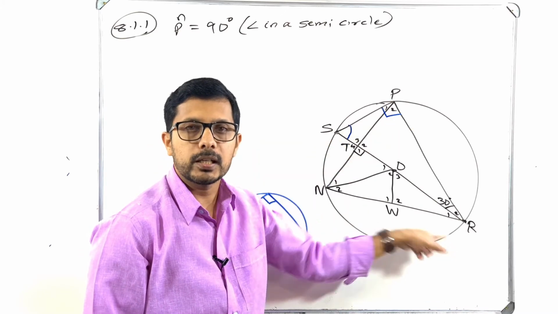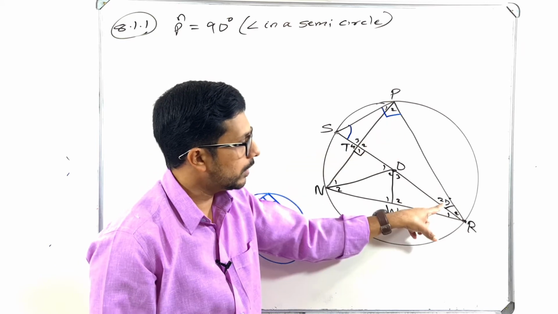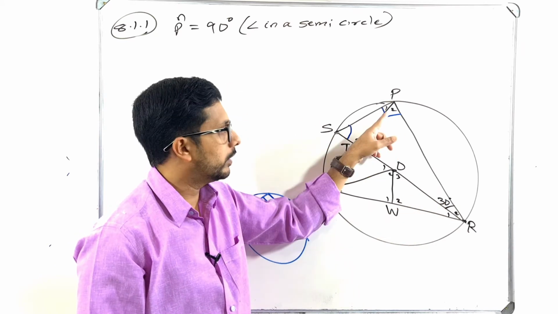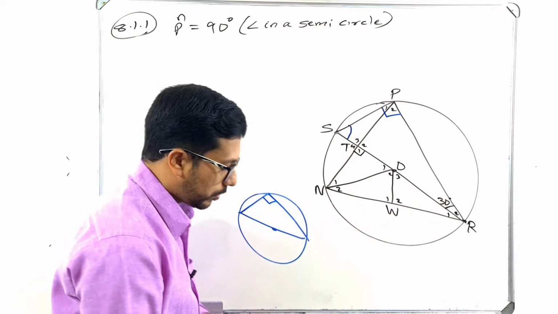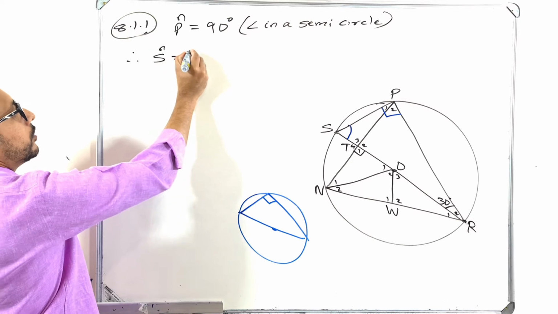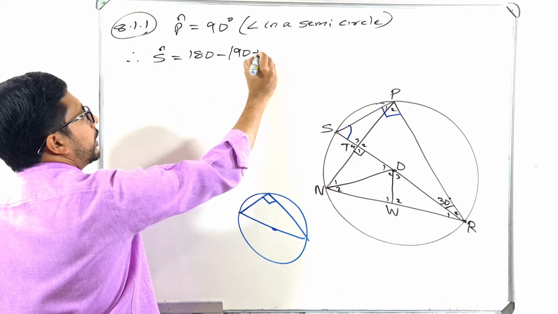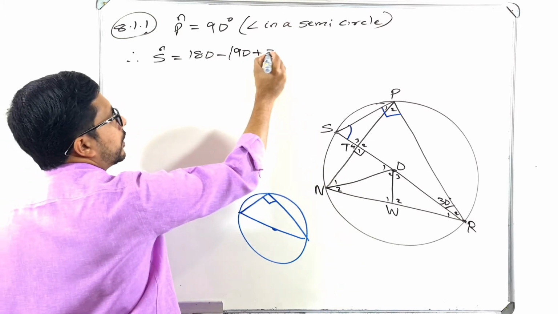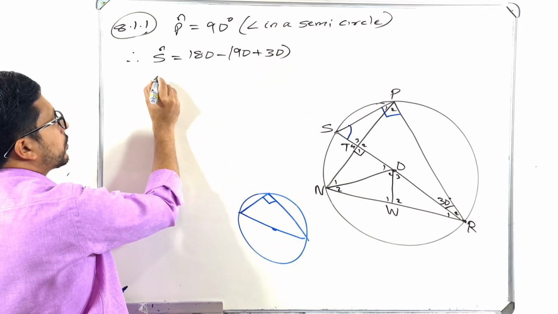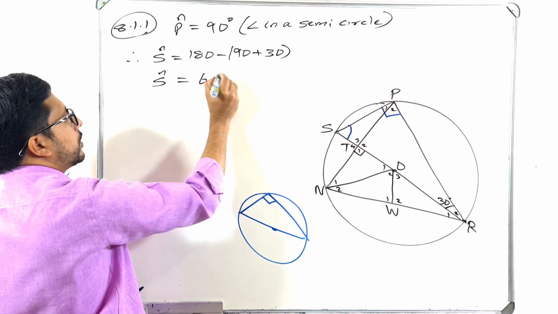Yeah, the sum of the angles in a triangle is always 180 degrees. So this is 90, this is 30. So the remaining angle is 180 minus (90 plus 30). Therefore angle S is equal to 180 minus the remaining angles, 90 plus 30. 90 plus 30 is 120. So angle S is equal to 180 minus 120, that is 60 degrees.